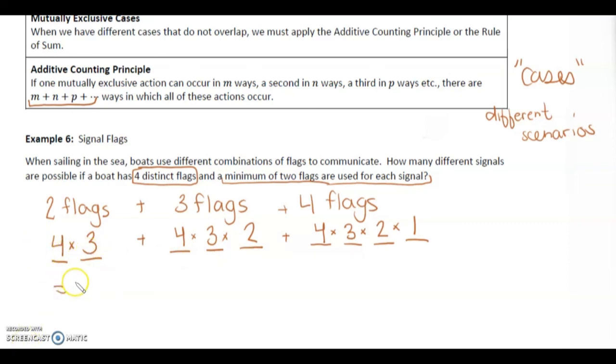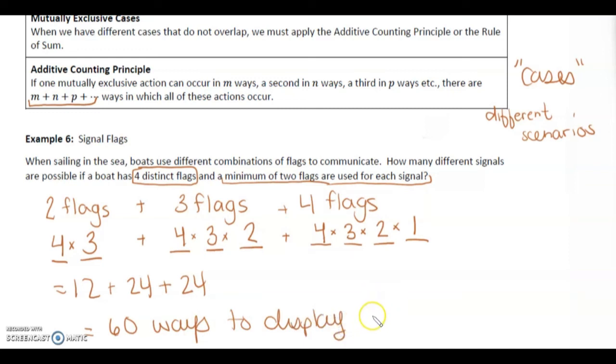Okay, so 4 times 3 is 12. 4 times 3 times 2, we get 24. And 4 times 3 times 2 times 1, we get 24 as well. So altogether, there are 60 different ways to display the flags.